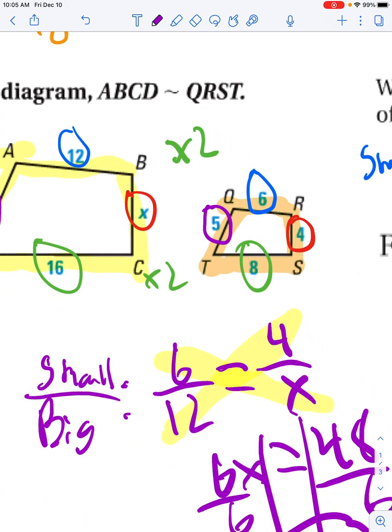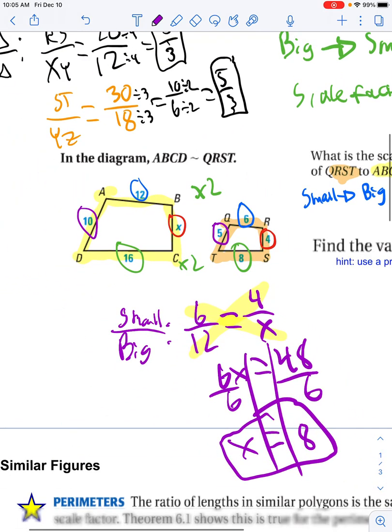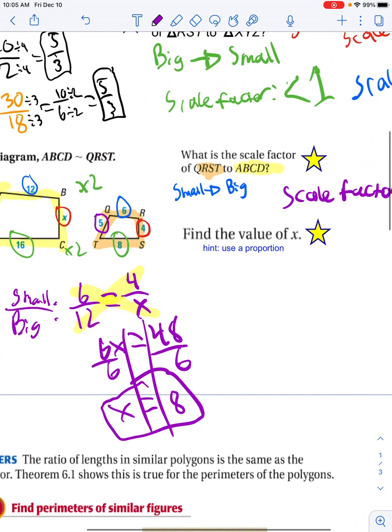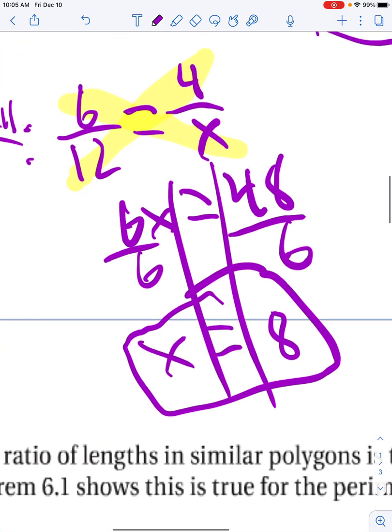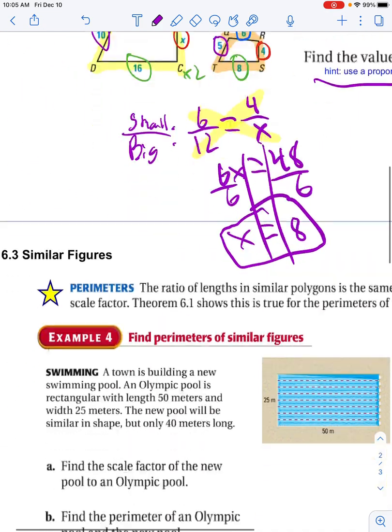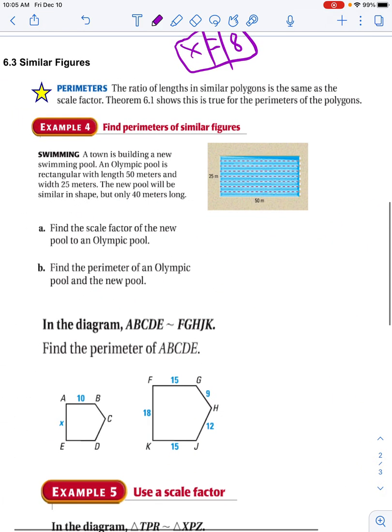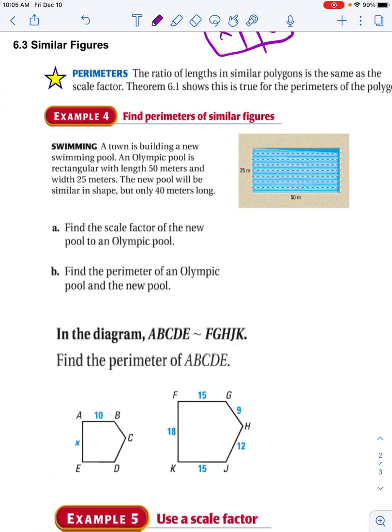Now, you could use the scale factor. You could say 6 times 2 is 12, 4 times 2 is 8. So, again, multiple ways to solve this. It did say use a proportion, which is why I did it this way. The ratio of lengths in similar polygons is the same as the scale factor.